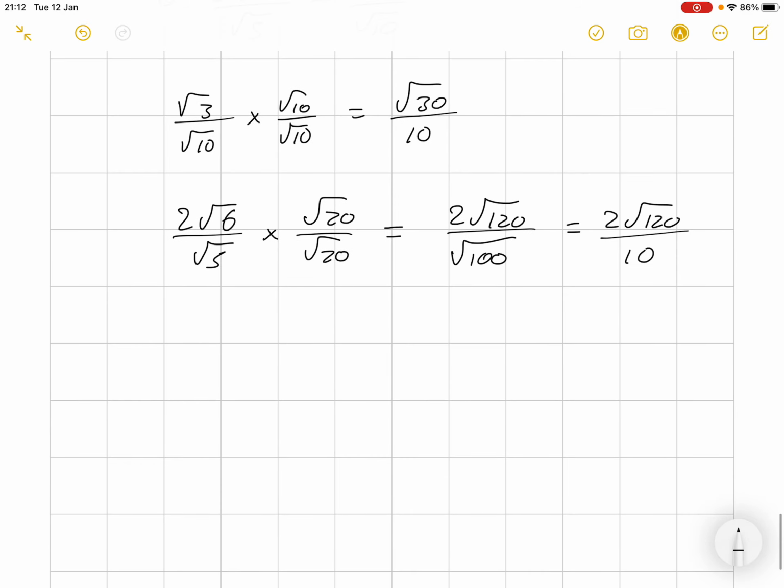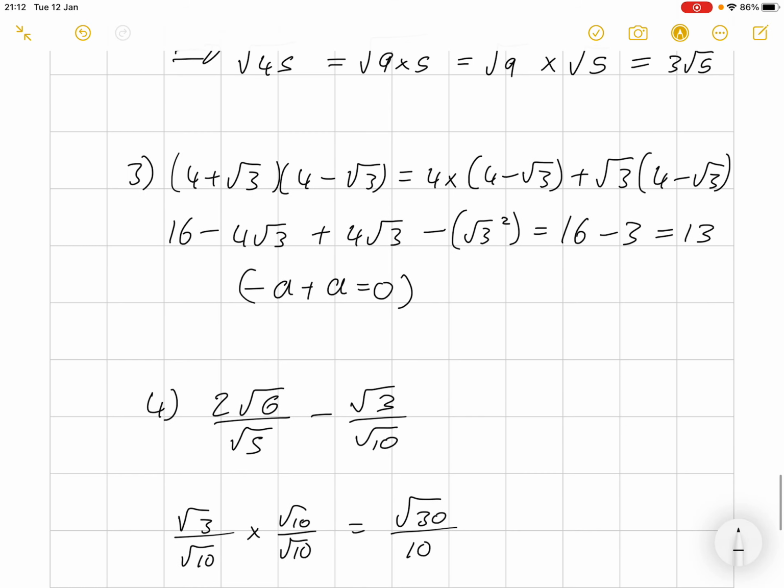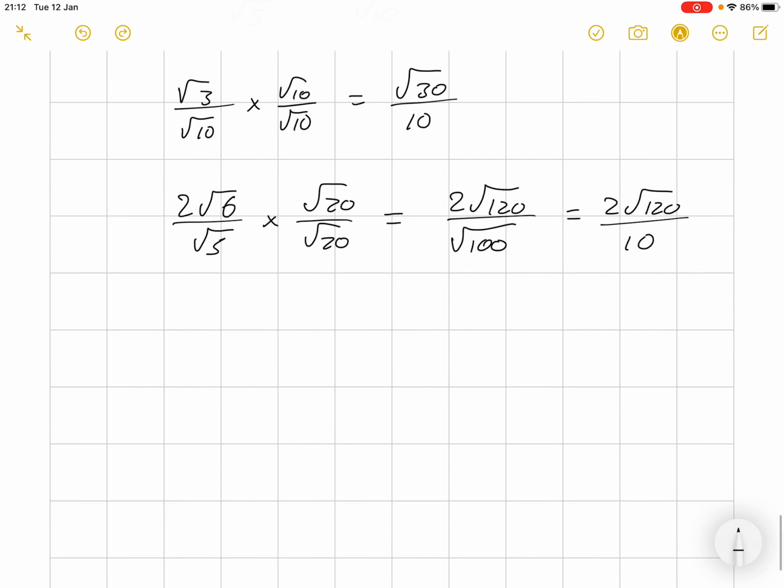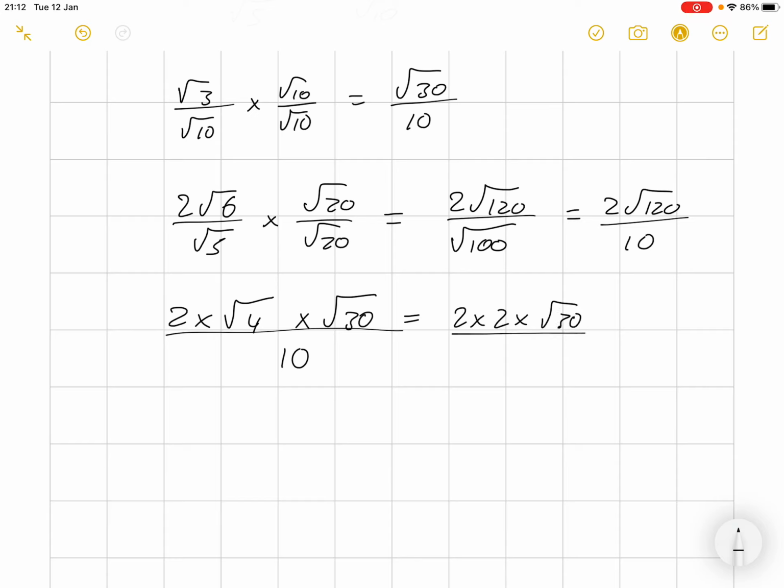And then lastly, as in this question here, we have a squared number multiplied by a number that's not square. We have 2 times the square root of 4 times the square root of 30, and this is, of course, all divided by 10. 2 times root 30 over 10. This is 4 root 30 over 10.